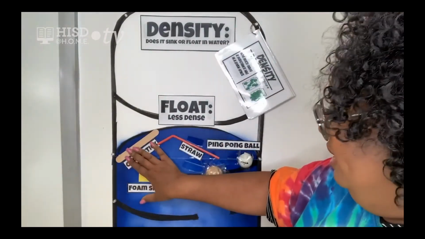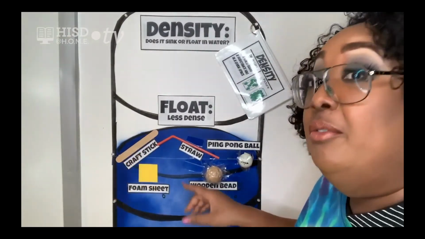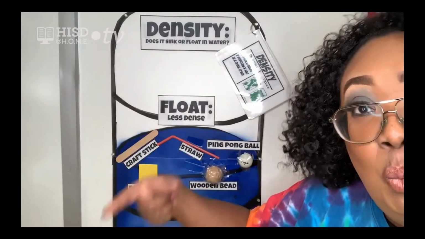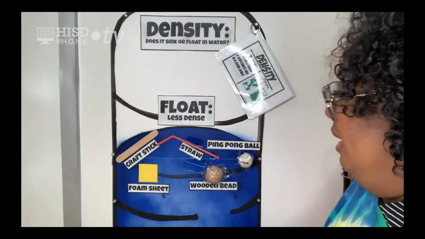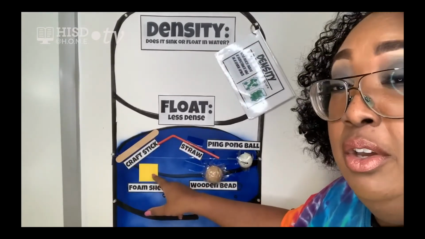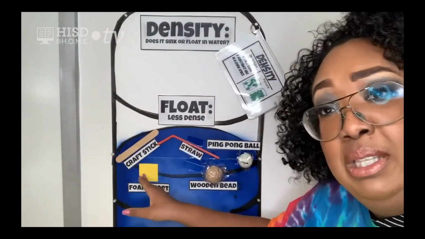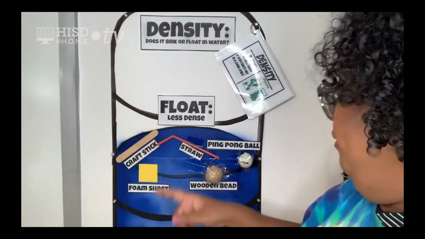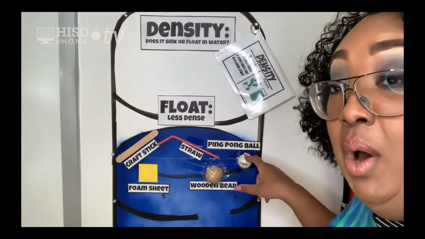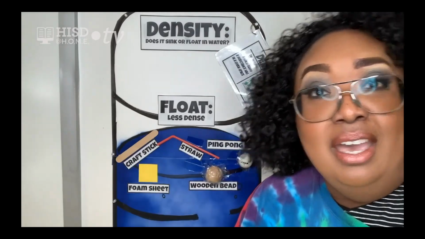We notice that the craft stick and the wooden bead, both things that are made of wood, floated. So I can make a prediction: if I put a toothpick that's also made of wood in water, what would it do? And we notice the plastic and the foam sheet both floated in water. So we can make a prediction: if I have something that's plastic like the straw or foamy like the foam sheet, what will it do? Probably float. Then I have the ping pong ball. It floats on top of the water. Interesting. Now let's take a look at some of the things that sank.